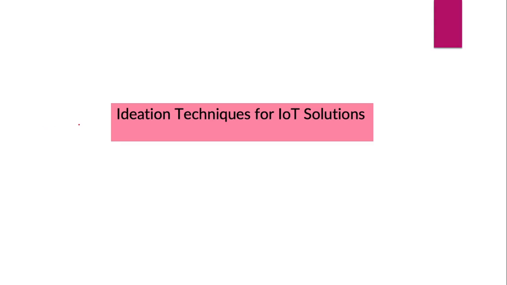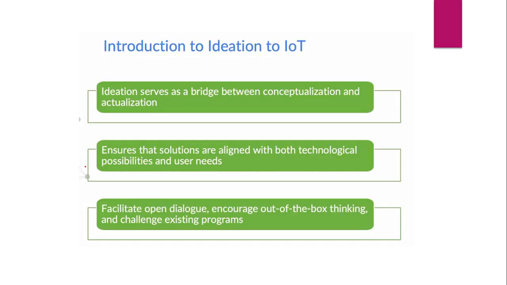Next is the ideation techniques for IoT solution. What are the different ideation techniques we are going to propose for the IoT solution? Not only IoT solution, it is applicable for any kind of problem. Here ideation means how to create ideas, and the ideas act as a bridge between the concept and actualization. Some thoughts are in my mind, and they have to be made visible to my eyes. That is called ideation.